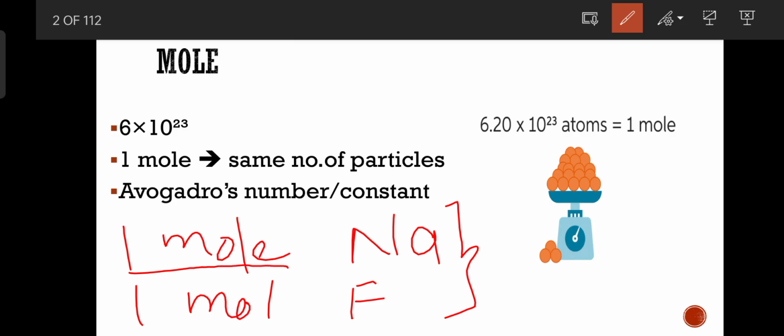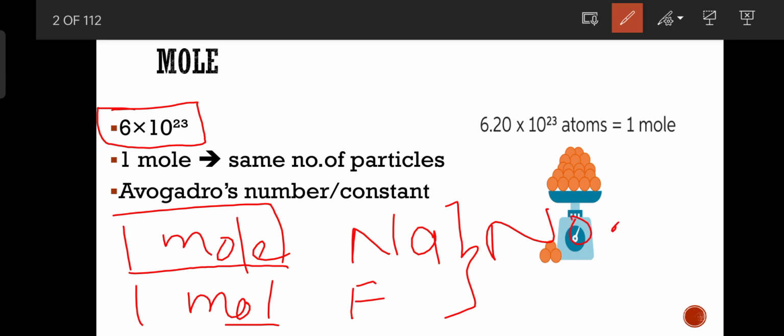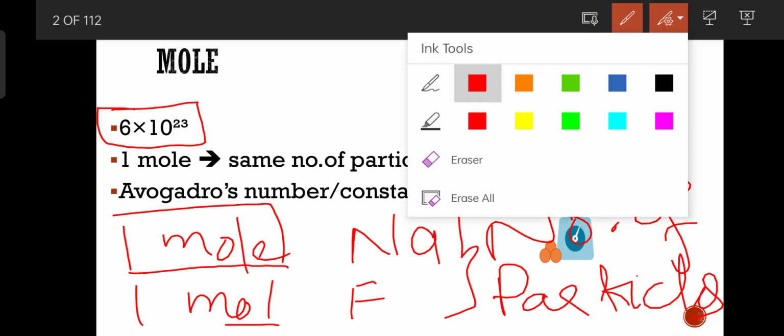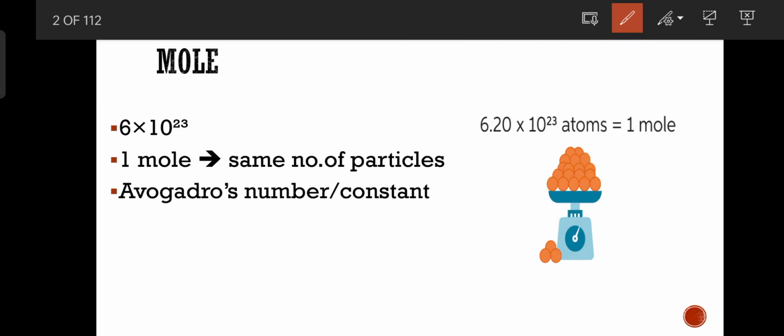What is the number of particles in 1 mole of sodium and in 1 mole of fluorine? You have to consider the number of moles. It is 1 mole and fluorine is also 1 mole. So both these elements will have 6 multiplied 10 raised to power 23 number of particles. It is 6 multiplied 10 raised to power 23. Clear?